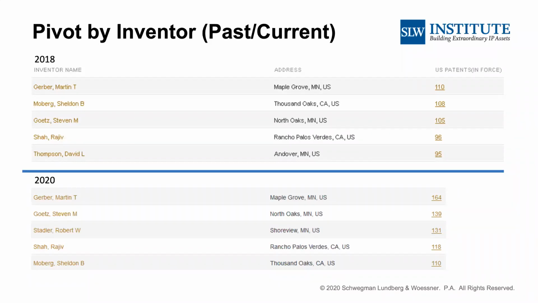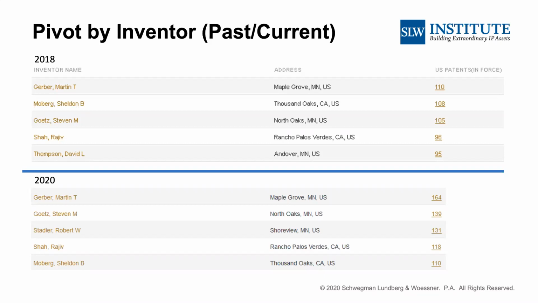This is, of course, Medtronic's portfolio, but you can start to see the push and also the proclivity, or the productivity, of each of these inventors as you time slice them over time.